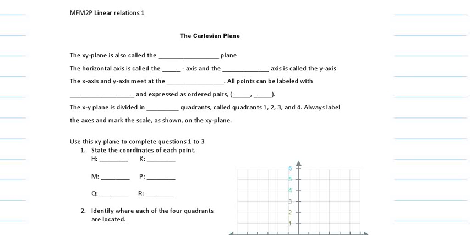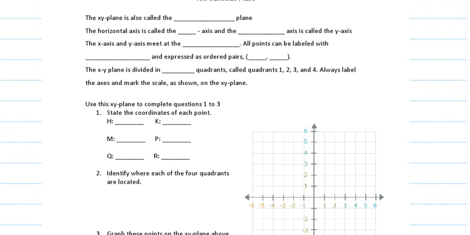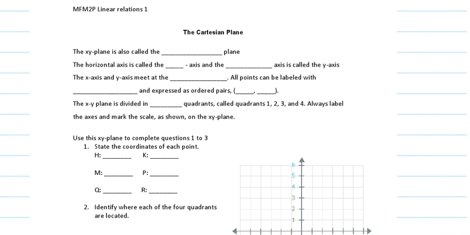Okay, so let's say you have your grid, X and Y, right? How do you find your points on the grid, how to locate them? So first, let's start with the definition of the X and Y plane. The X and Y plane is also called the Cartesian plane. That's another name for it.